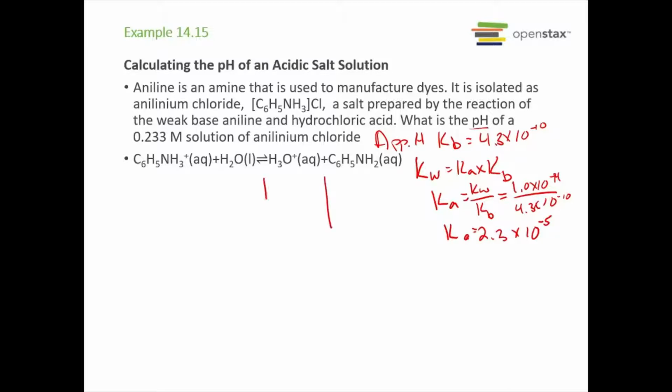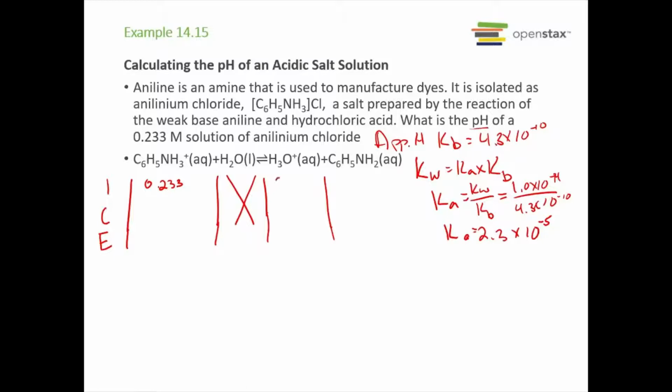So let's go ahead and make an ICE table for this reaction, as we are in an equilibrium. No water since it's a liquid. We're told we're starting with 0.233 molar of the salt, the anilinium chloride. Since the chloride here is just a good old spectator ion, the concentration of anilinium chloride is equal to that of the anilinium. It's a 1-to-1 ratio.